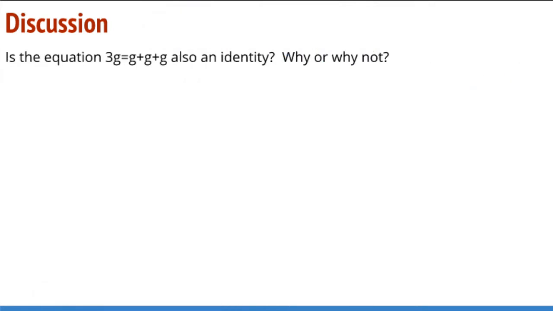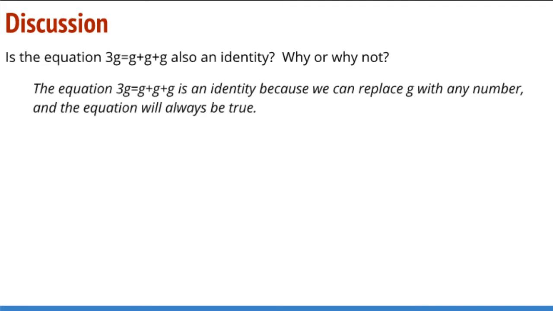So is the equation 3G is equal to G plus G plus G, is that an identity? Why or why not? You need to pause and think here for a minute. What have we learned about identities? Yeah, this is an identity. Why is it an identity? Because we can replace G with any number. That's called substitution, when we put in a number for a variable. And when we do that and simplify out, the equation will be true.